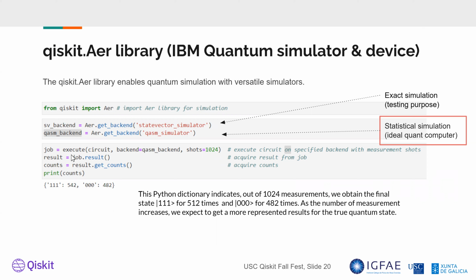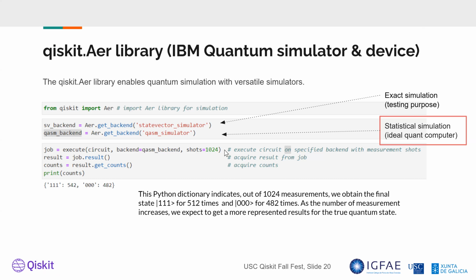It's very reader friendly. You run the circuit, you execute, and then you get a job, and you get the counts, and then it's represented as you get the 111 state 542 times out of 1024 times. So it's very semantic.